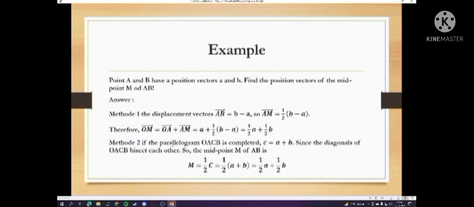Method 2, if the parallelogram OACB is completed, c equals a plus b. Since the diagonals of OACB bisect each other, so the midpoint M of AB is m equals 1 over 2 c equals 1 over 2 times a plus b equals 1 over 2 a plus 1 over 2 b.